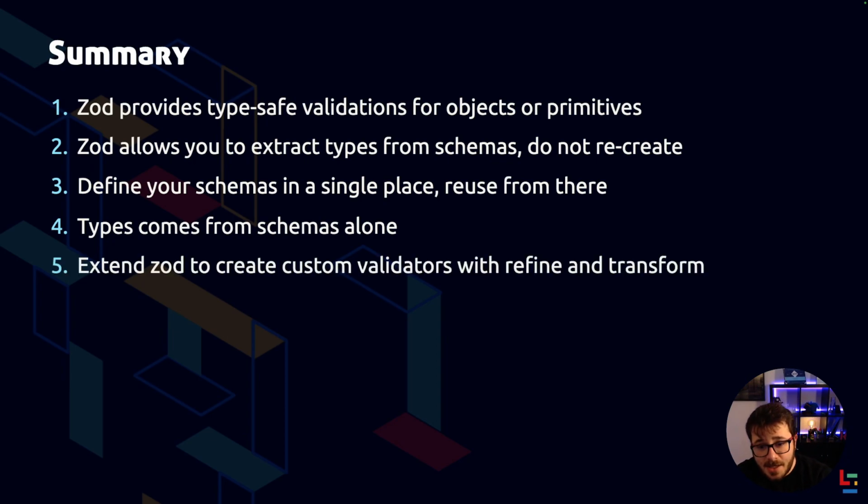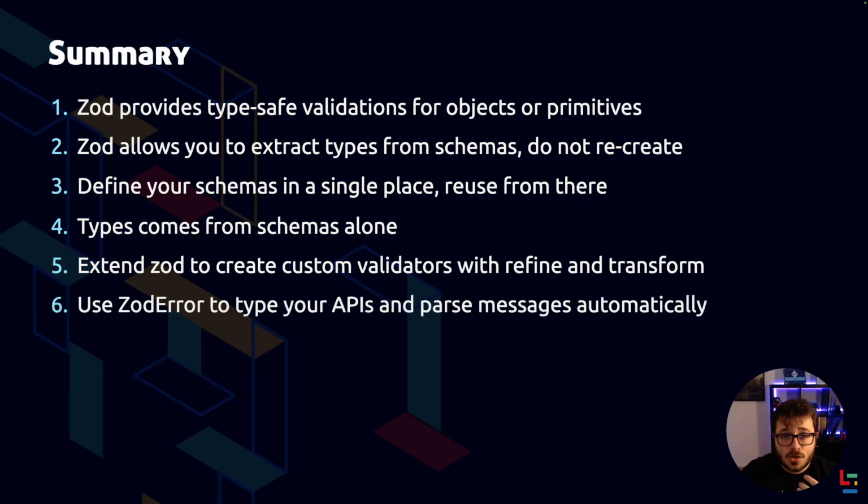Extend Zod to create custom validations and refine and transform and everything else. So you will need custom validations. This is normal for everybody. But if you are using Zod, that's pretty easy. Make extensive use of refine and transform to do it. You can use Zod error to type your APIs and parse the messages automatically. Zod error is actually a pretty consistent validation message, so you can just return it directly from your handler. You don't need to do a bunch of other things. If it's a Zod error, it's a validation error. You don't need to create anything else, right?